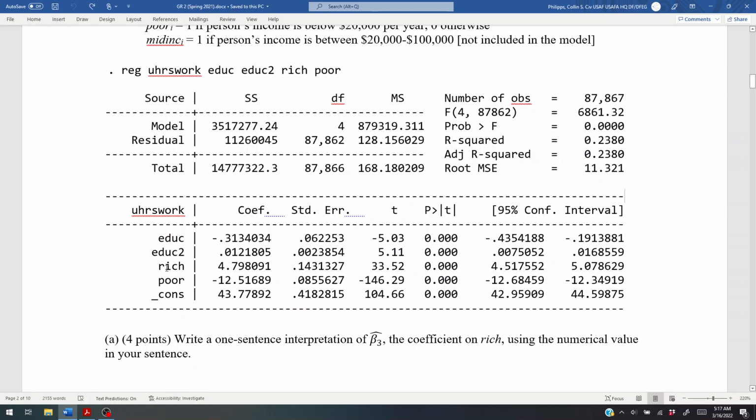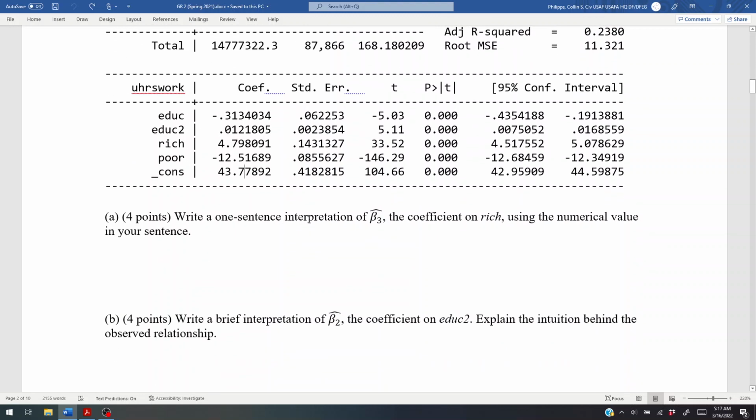Education, education squared, rich, poor. Yeah, rich people work more. Interesting. Poor people work less. You can debate which way you think the causality is going there. Write a one-sentence interpretation of beta 3 hat, the coefficient on rich, using the numerical value in your sentence.